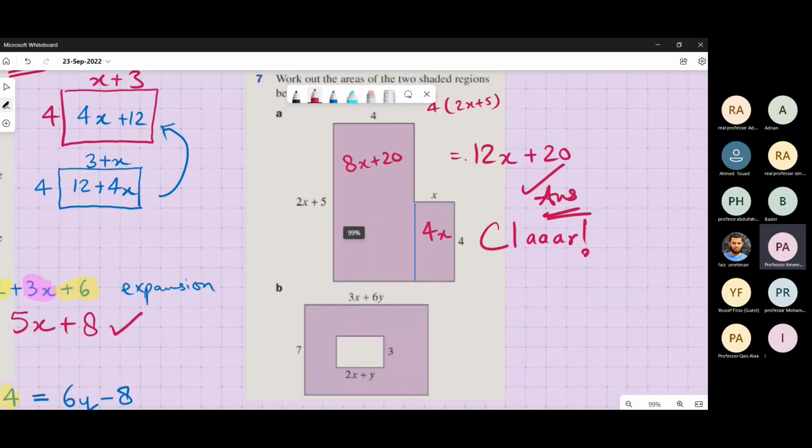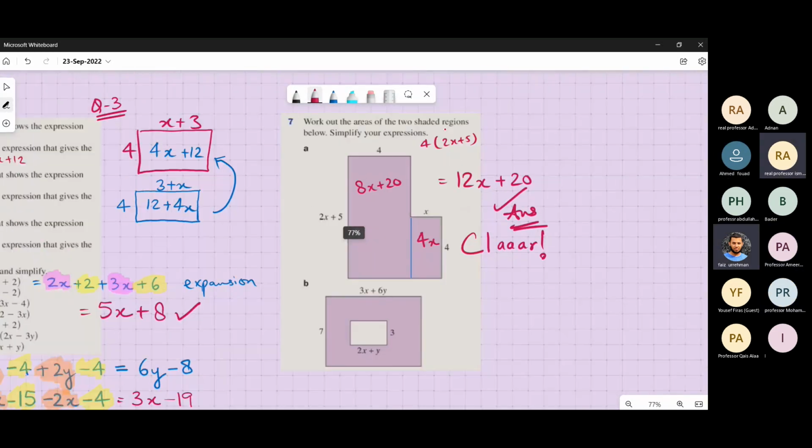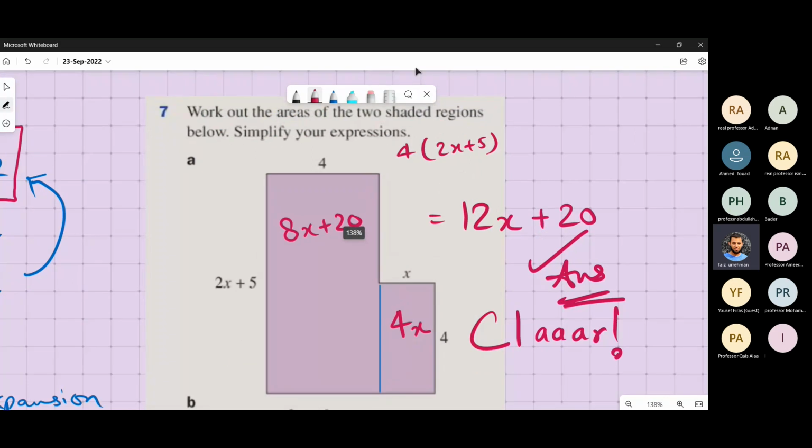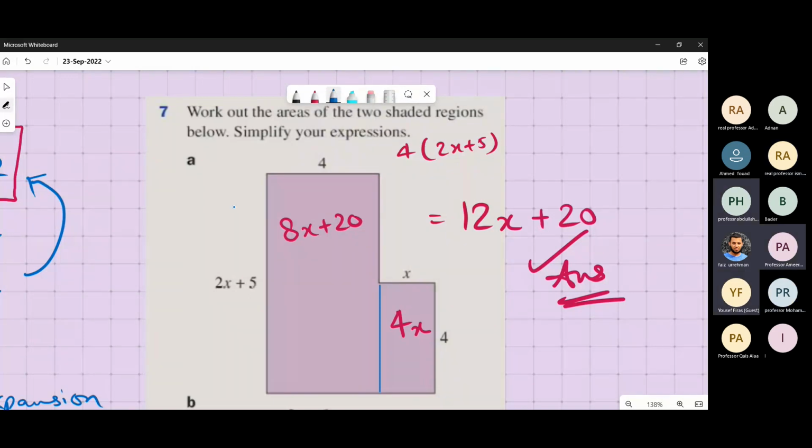Before going to the second part, who did not understand 7a? Abdullah Hamza? Then we will go to our new question, 7b. Now Abdullah Hamza, see, they are asking you the area of this total shape.